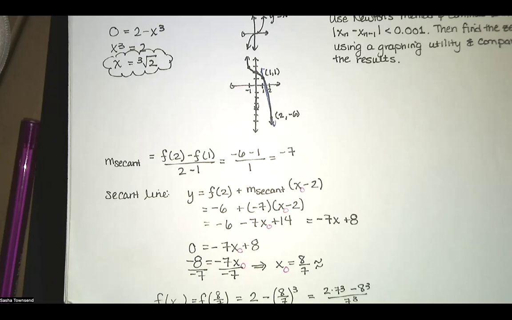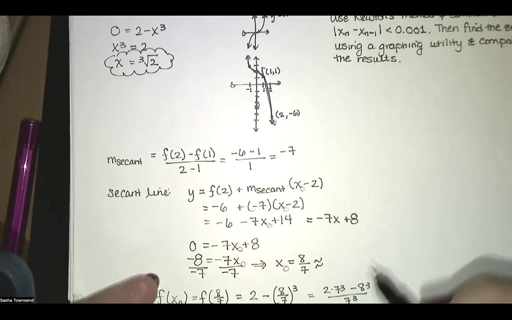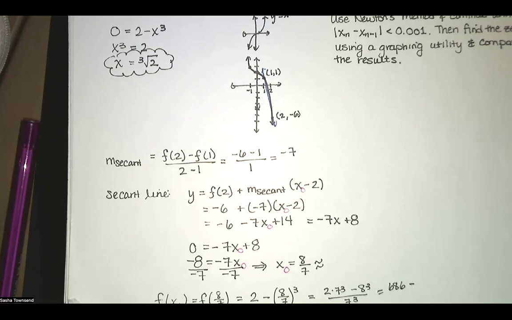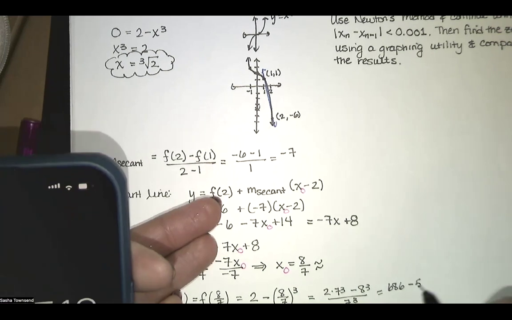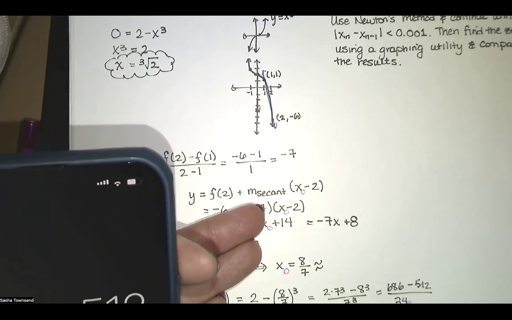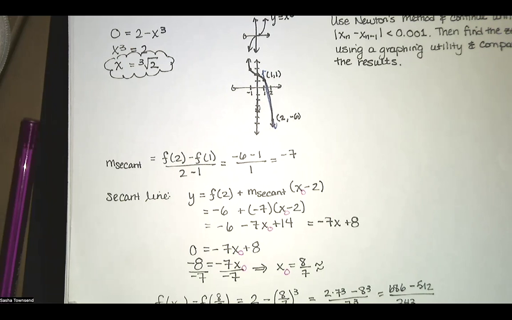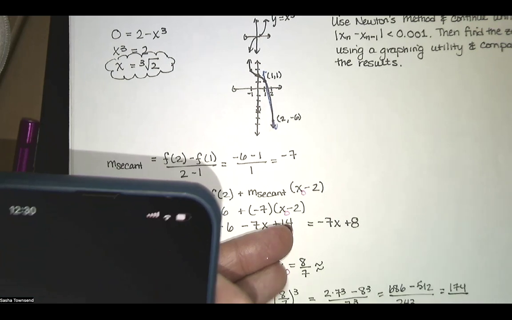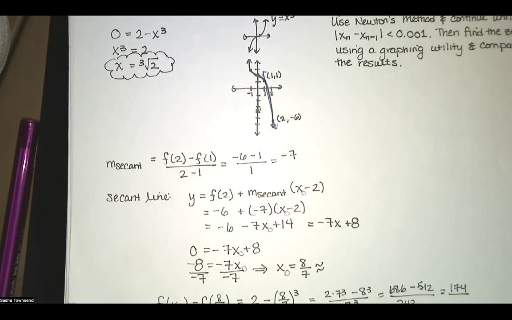7 times 7 times 7 is 343. We'll multiply by 2. That is 686. Then I'm subtracting 8 times 8 times 8, which is 512. And I'm dividing by 7 cubed, which is 343 again. I have 686 minus 512 is 174, and we're dividing by 343.